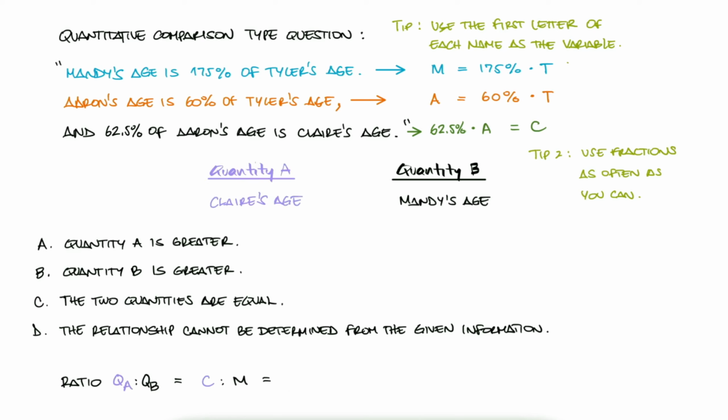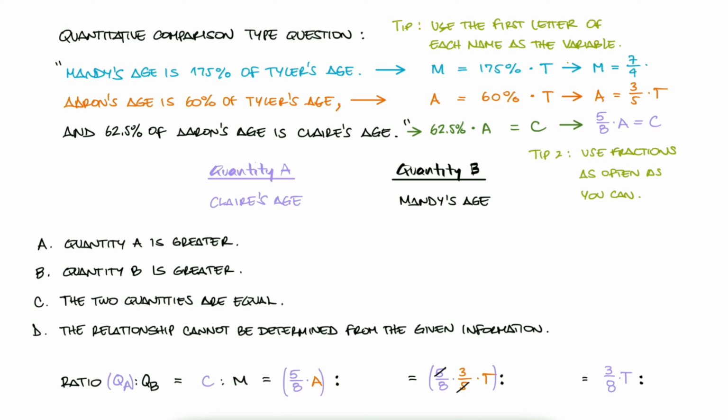Since we want C for quantity A, we can use the third equation to replace it with 5 over 8 times A. And since we also have that A is 3 over 5 times T, we can replace that here to get 5 over 8 times 3 over 5 times T for quantity A, or just 3 over 8 times T. For quantity B, we know that M is 7 over 4 times T, so we substitute that here.